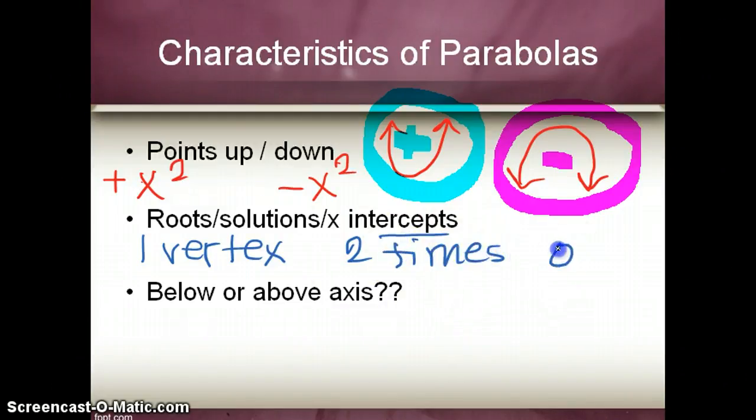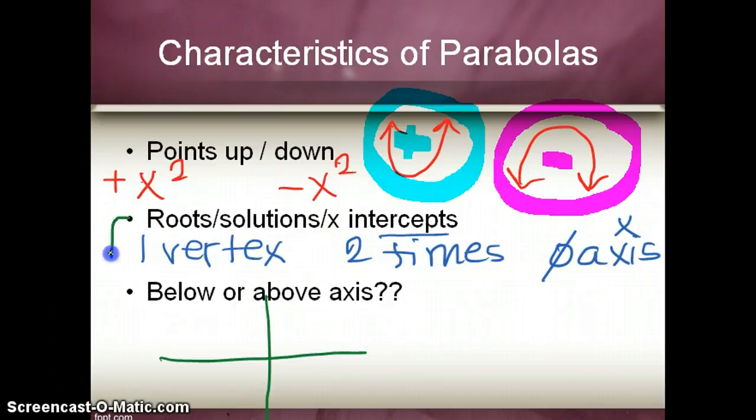Or does it cross 0 times, so it never touches the x-axis? Then we also can determine whether a graph is going to be below or above the axis. These two can kind of be connected. If it has one vertex, that means it's touching the x-axis, so it's not going to be above and it's not going to be below. It's going to be on it. It really comes down to, is it going to cross 2 times or is it going to cross 0 times? And if it crosses 0 times, is it above or is it below?